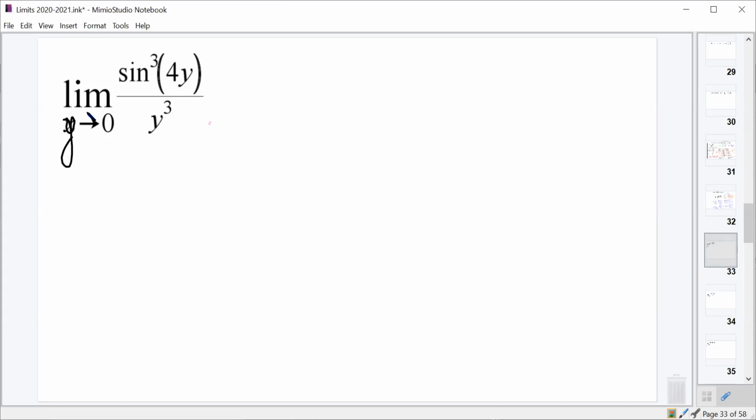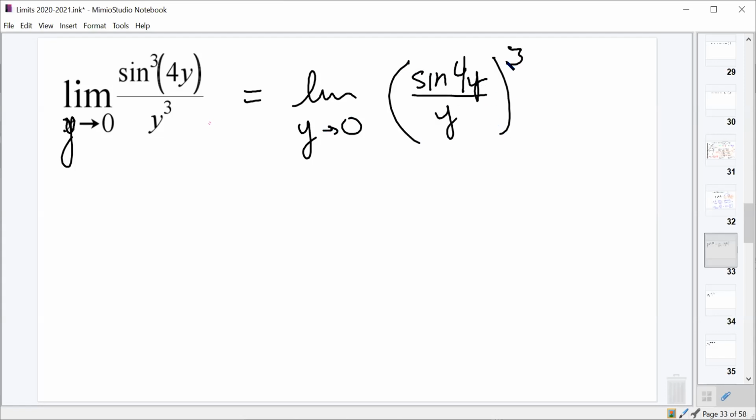There's a power in it. All right, that's what I was looking for, we got a power in it, right? We got the sine cubed of 4y, and we got a y cubed in the denominator. So if the numerator, sine of 4y, is being cubed and the denominator is being cubed, can't I put that cubed around the whole fraction? Isn't it the same thing? I believe so. Yes, 100%, that is definitely the same thing.